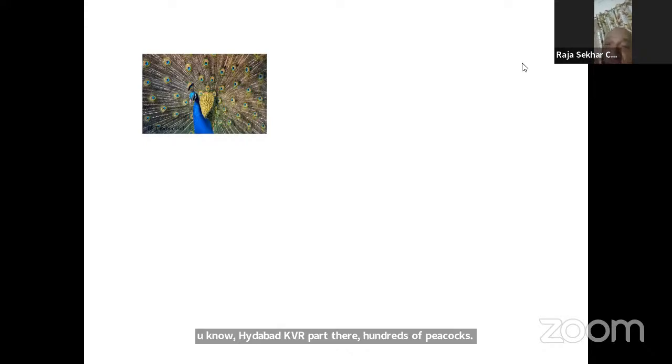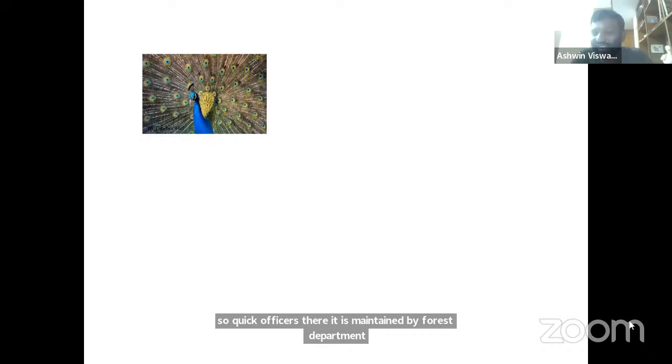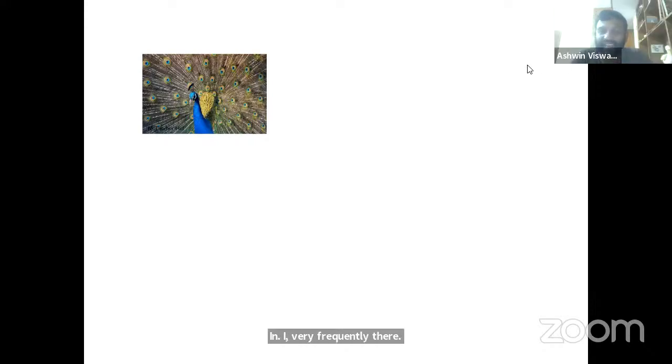In Hyderabad, KBR Park, there are hundreds of peacocks. It's a beautiful place for a morning walk and evening also. It is maintained by the Forest Department. I see, in Hyderabad. Okay. I've been there, I visit very frequently. Thanks. Anybody else? More peafowl in Kerala of late?